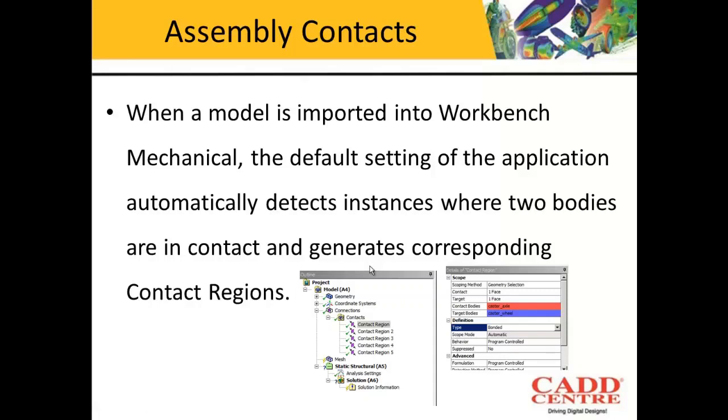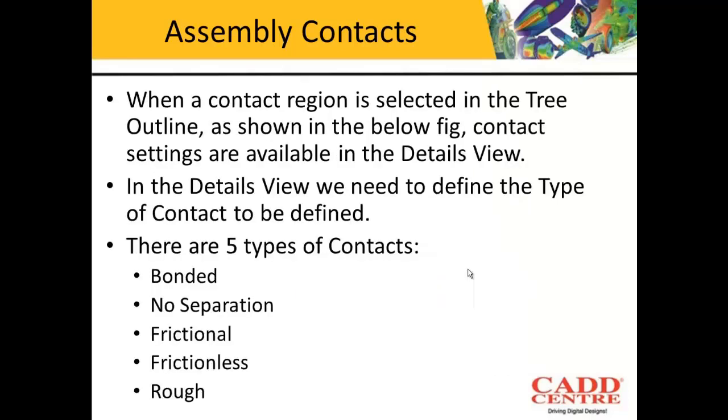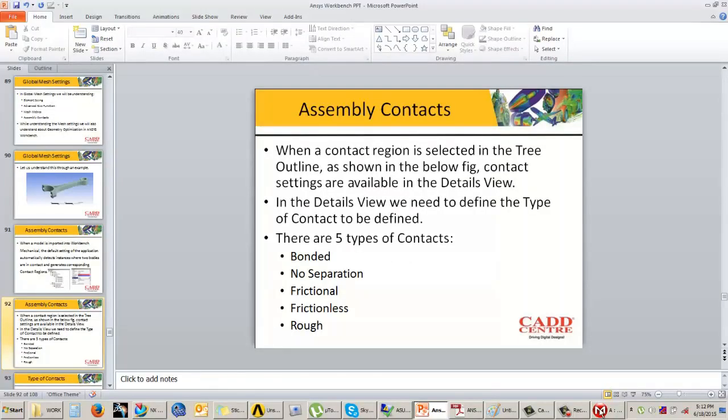Now let us understand what are the types of contacts. Now we have already understood that the contacts are defined automatically. Now we will understand the types of contacts. So in the types of contacts, we basically have 5 major types of contacts, that is bonded contact, no separation, frictional, frictionless, and rough.